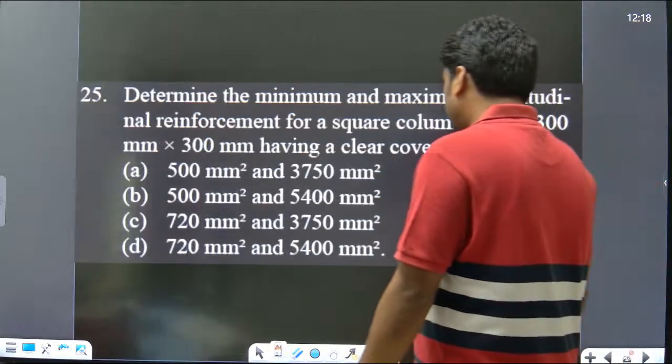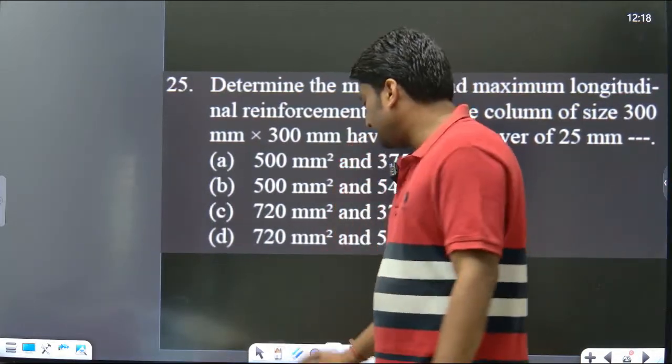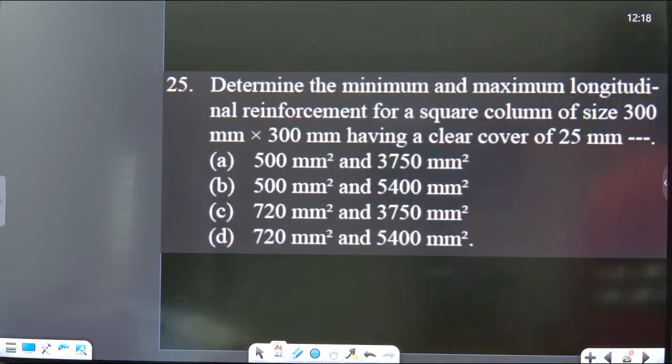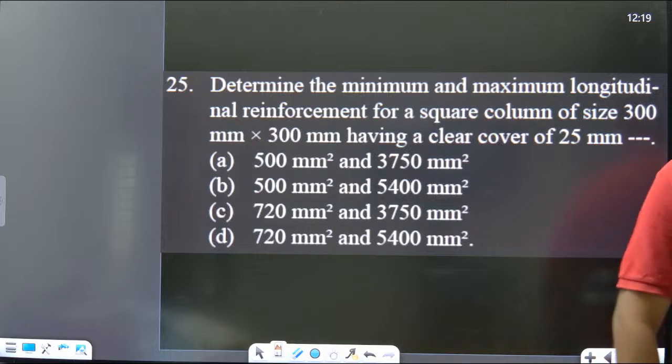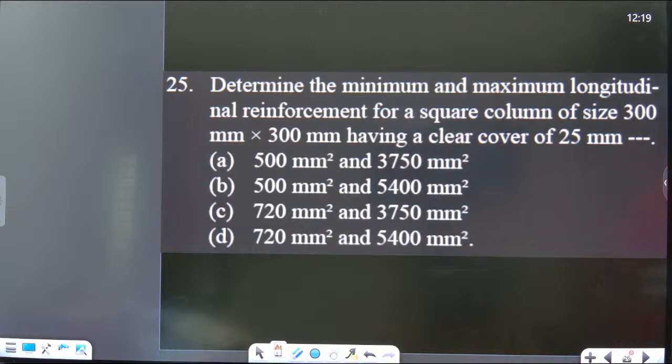Okay, moving ahead. Next question. Answer this question. Determine the minimum and maximum longitudinal reinforcement.